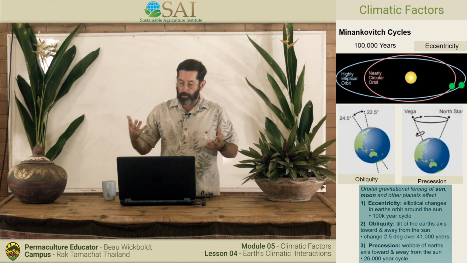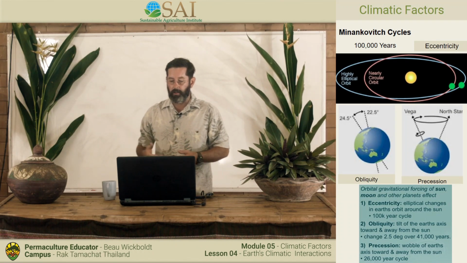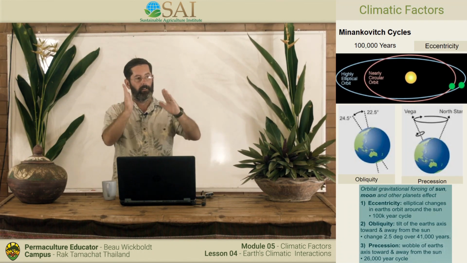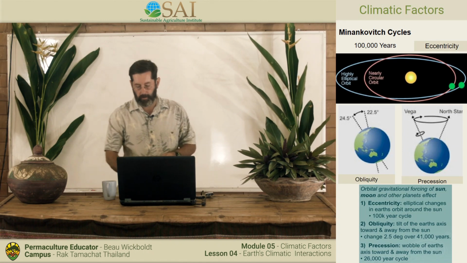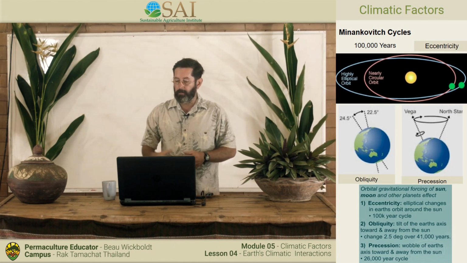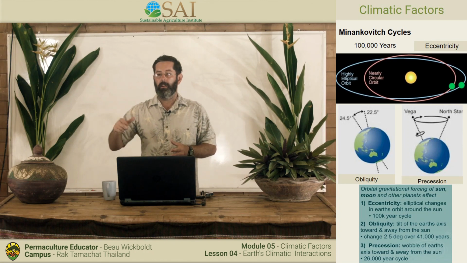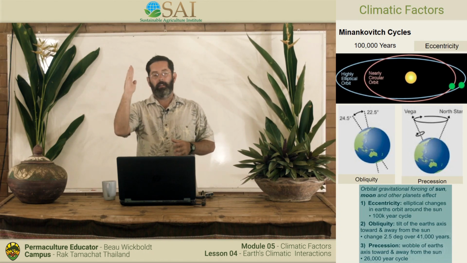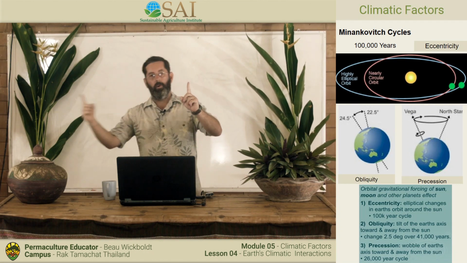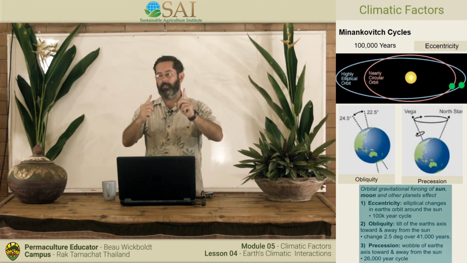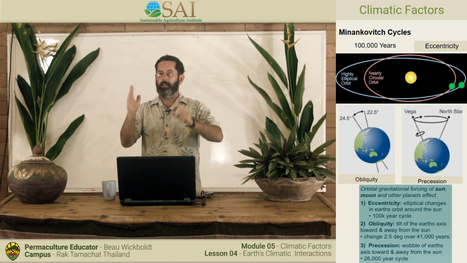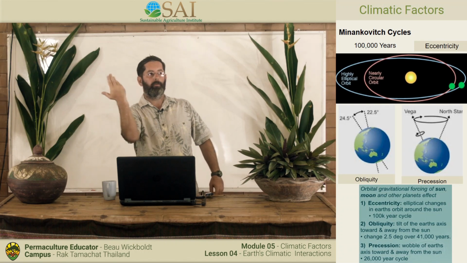So orbital gravitation facing the sun, the moon, and other planets affects this. So our scientists can now calculate this with computers. This is sometimes called the precession of the equinox, meaning that not only do we go closer and further away from the sun, the moon does the same thing. The tilt of the Earth also changes and wobbles.